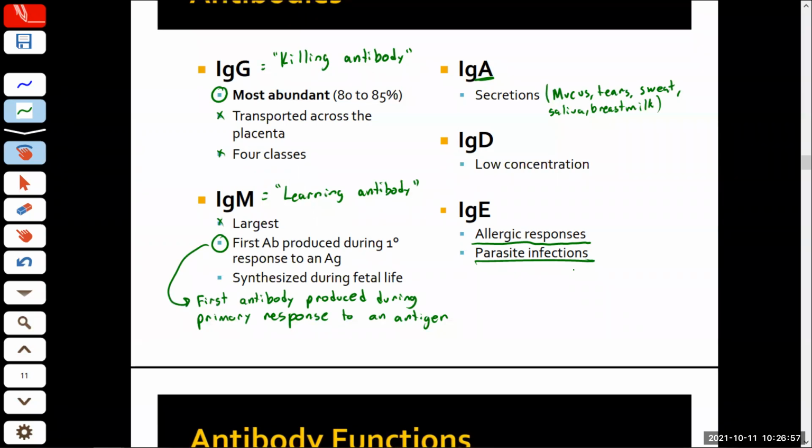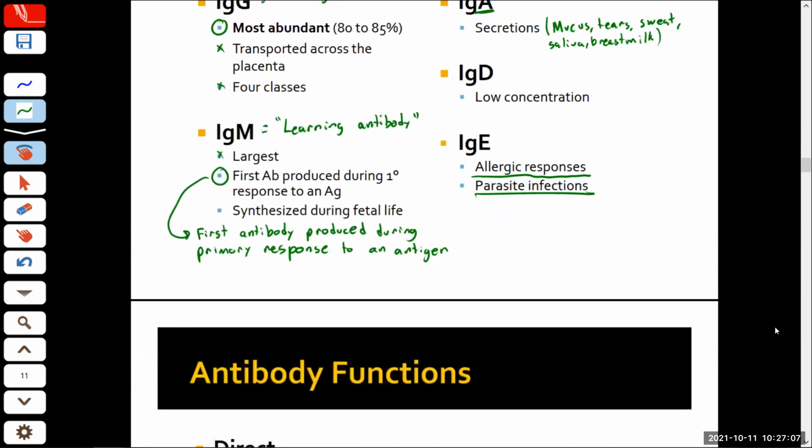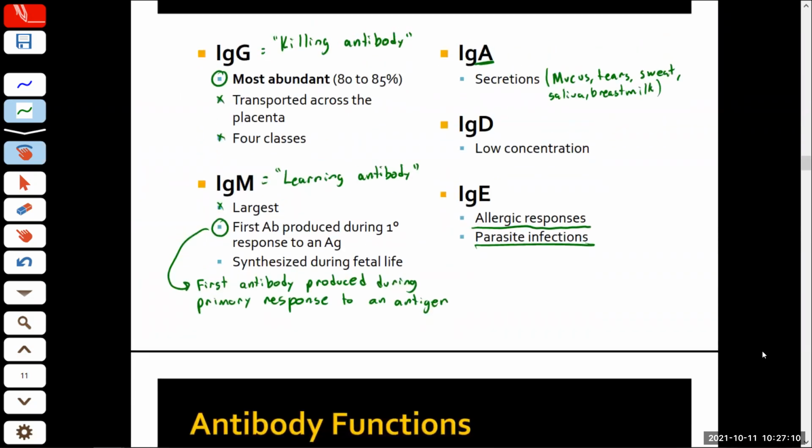So, one or two things about each antibody. Again, they come from your B plasma cells. Don't worry about IgD.